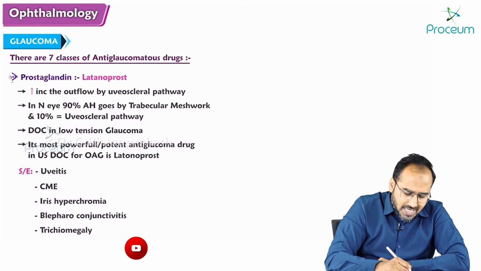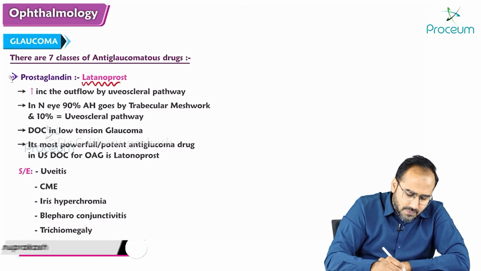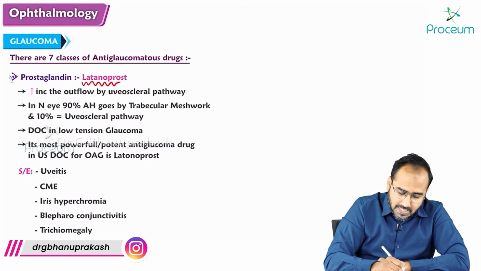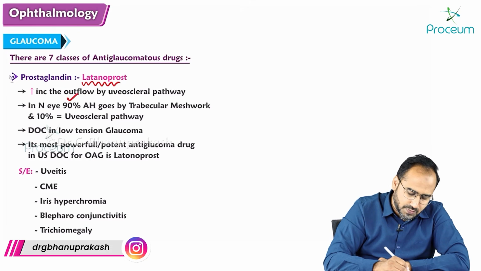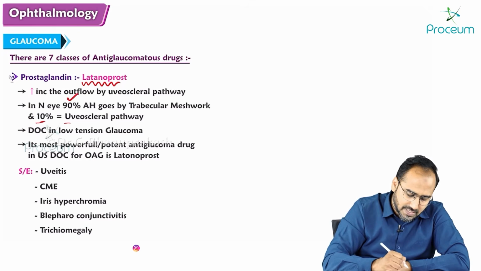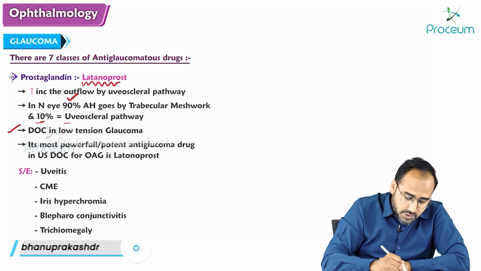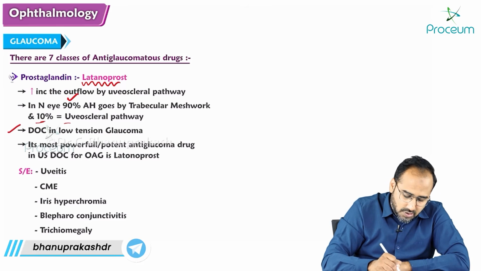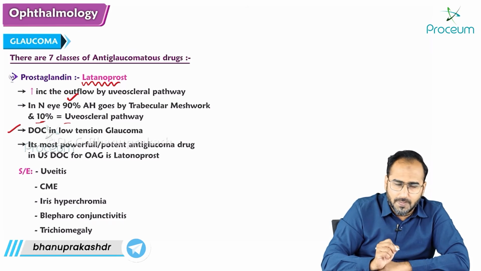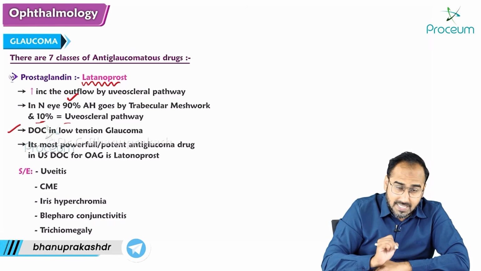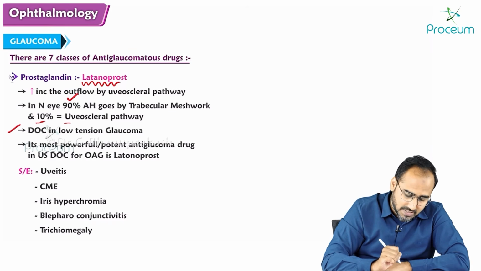First, what are we discussing? Prostaglandin. What is the example that we need to remember? Latanoprost. It increases the outflow by what pathway? Uveoscleral pathway. In a normal eye, 90% of aqueous humor flows by what? Trabecular meshwork. 10% by uveoscleral pathway. It is a drug of choice for low tension glaucoma. It is the most powerful and potent anti-glaucomatous drug, and in the US it is a drug of choice for open angle glaucoma. But the side effect associated with this drug is what?